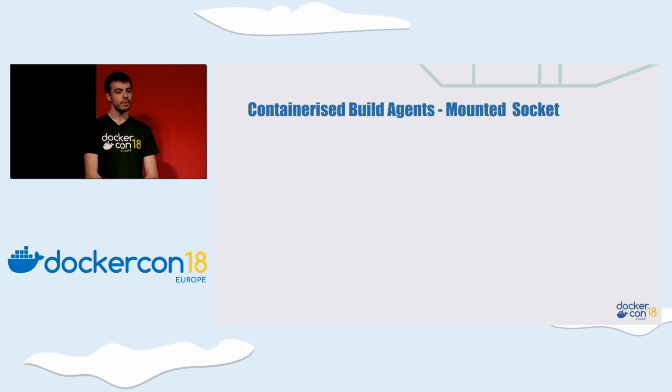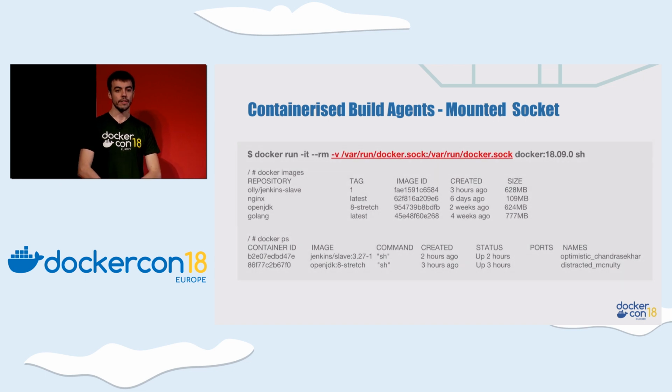Option number two, mounted socket. We have a virtual machine with Docker installed on it. The second option for your containerized build agents is to mount the Docker socket from the host into the container. You can then run the Docker client inside of your container build agent talking to that one instance of Docker. So you can see here I'm just using the docker run command in the example, but I'm actually mounting in the Docker socket, which is running on a Linux virtual machine, inside of my build agent. Now my build agent has access to run Docker images, to run docker ps, to do all of its builds natively inside.